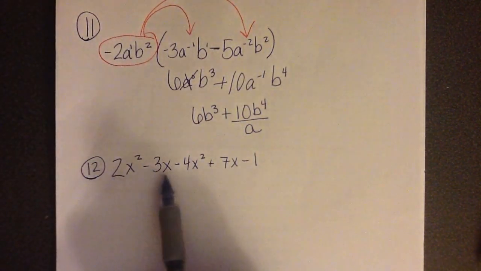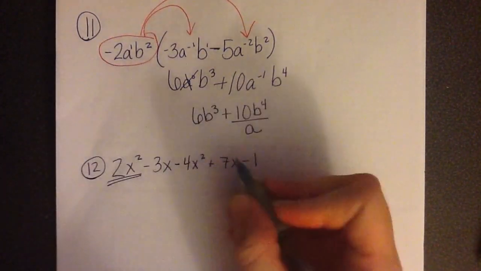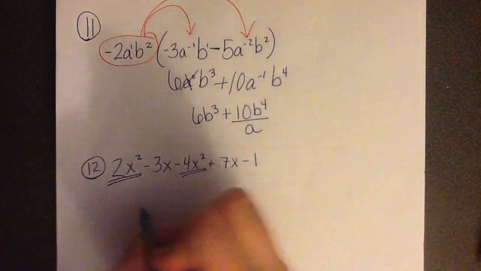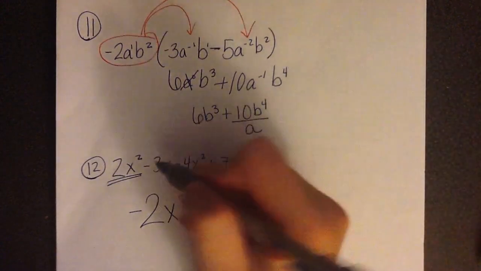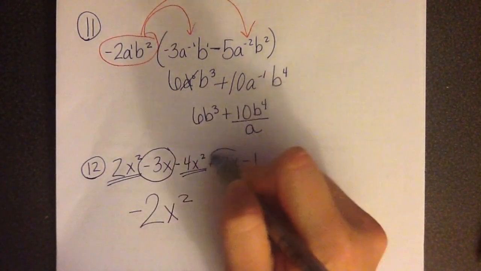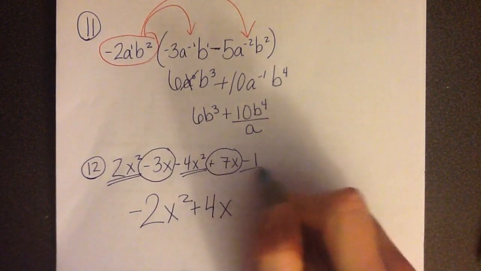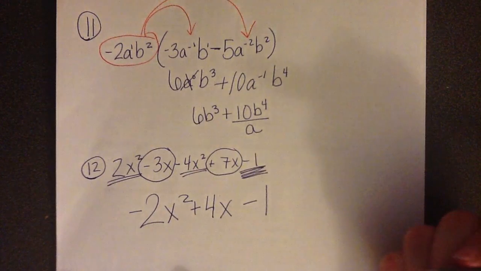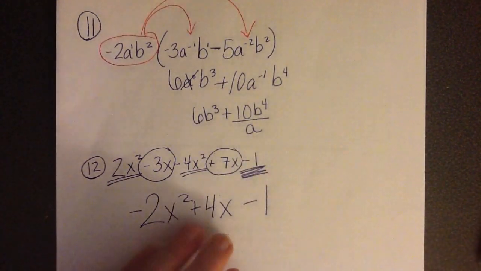Okay, moving on to a polynomial. We got 5 terms. We need to combine like terms. So I have 2x squared, negative 4x squared. So that's a negative 2x squared. Negative 3x, positive 7. So I have positive 4x. And then this minus 1 at the end. And it needs to be in this order, x squared, x, and a no x.